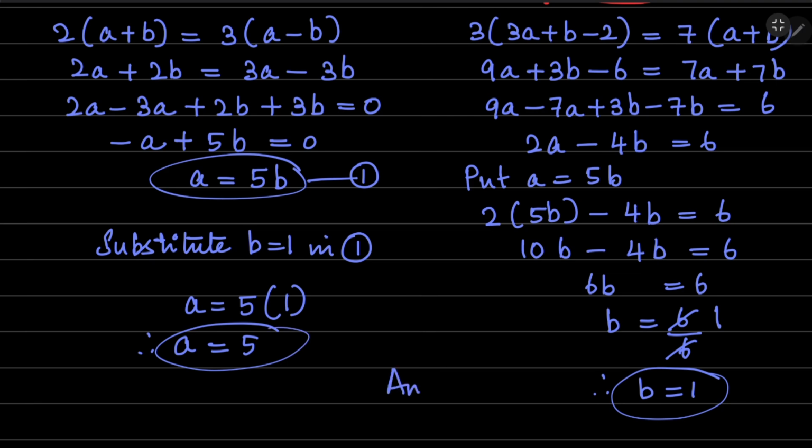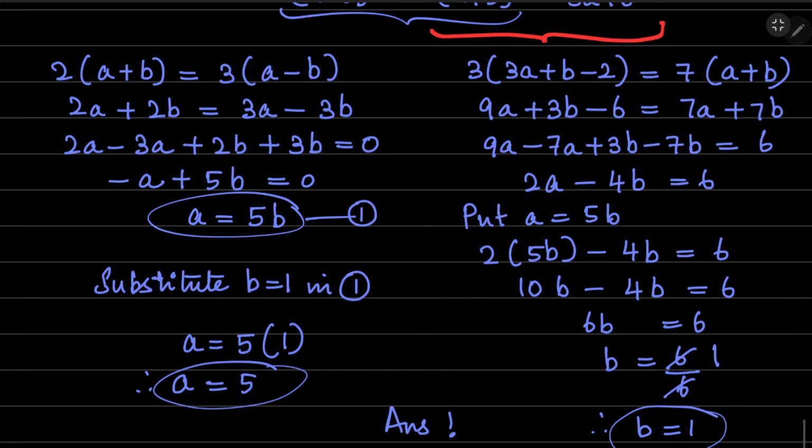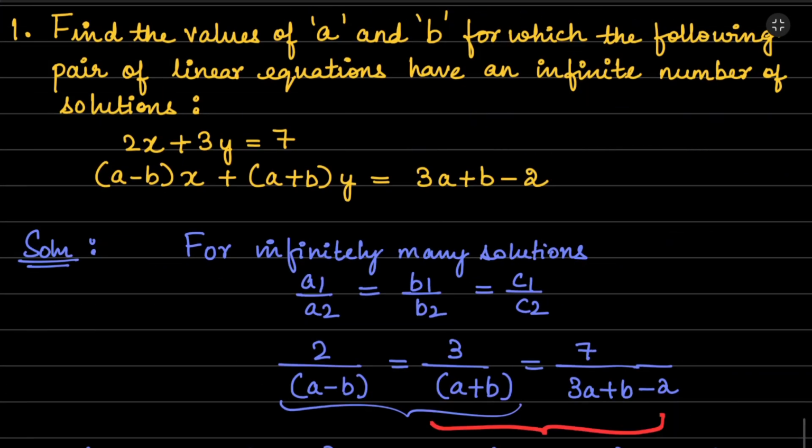So this is your final answer. A is nothing but 5 and B is equal to 1. Right? So this is how you have to solve. But when such questions come, what is more important is you should remember the minute you are told about the number of solutions that the pair of equations have, you should immediately remember this condition.